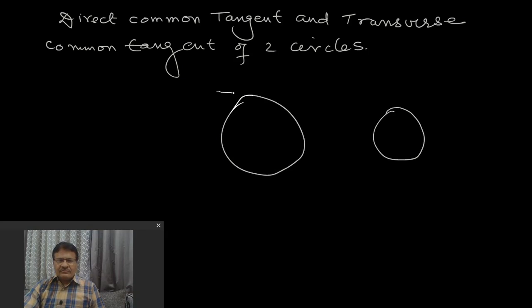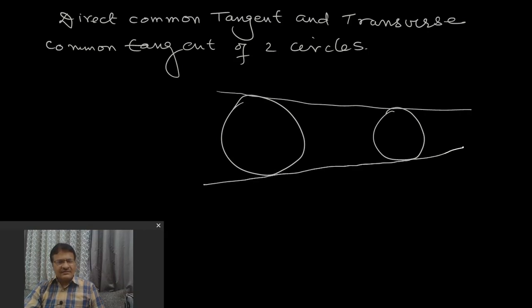So common tangent means the tangent which is common to both the circles. This is the tangent. Is that clear? This is one more tangent. Again, this is the tangent. And one more way to draw the tangent. Yeah, this line is also going to touch. So yes, one more line I can draw this way, right?